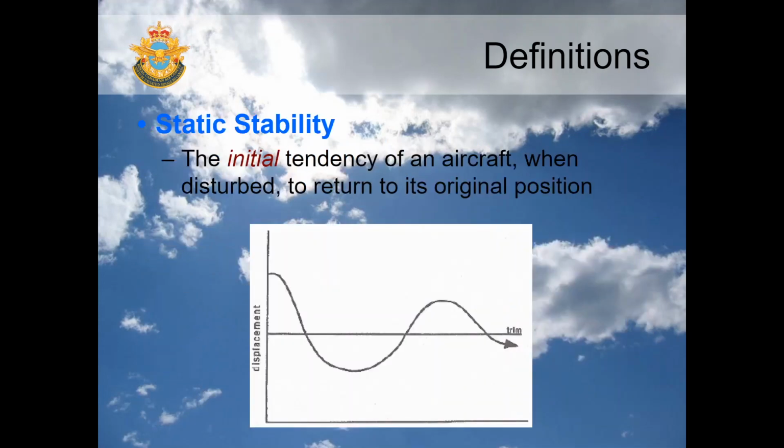Next is static stability. And this stability is the initial tendency of an aircraft, when disturbed, to return to its original position. On the diagram below, we have a graph of the relationship of displacement and time. Initially, the displacement is extremely high, but due to static stability, over time, that displacement slowly decreases.